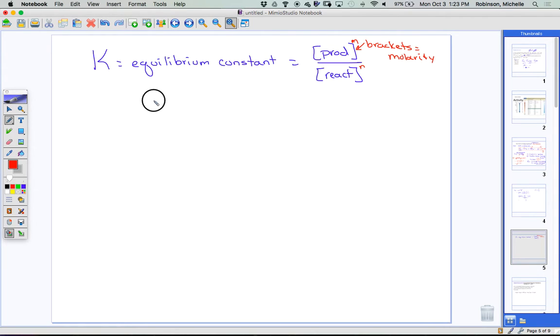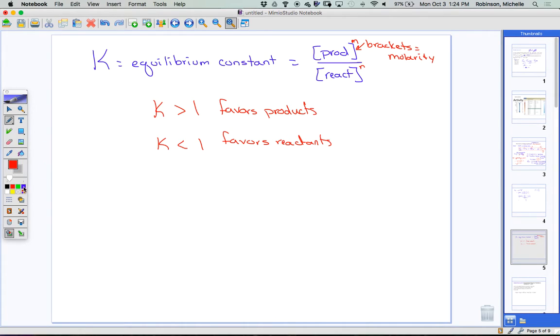So if K is greater than 1, does the reaction make more products, or does it make more reactants? It makes more products. So we say it favors the products. So we have more products at equilibrium than we do reactants. And if K is less than 1, then it favors the reactants. Not real important that you understand the favoring products and reactants at this point. I'm just going to give you a way to actually calculate the K.